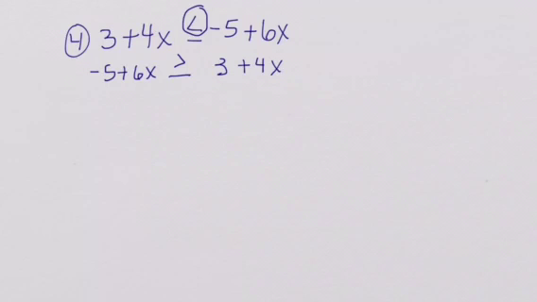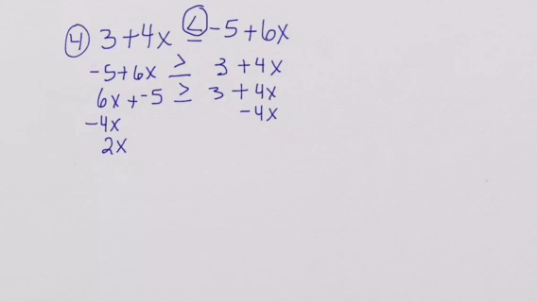Is the largest variable term on the left? Yes, it is. We're going to go ahead and put it first. So it's going to be 6x plus negative 5 is greater than or equal to 3 plus 4x. Now we have to ask, are all the variable terms on the left? And they're not. So we're going to zero pair out the 4x and zero pair out the 4x. So now we have 2x plus negative 5 is greater than or equal to 3.